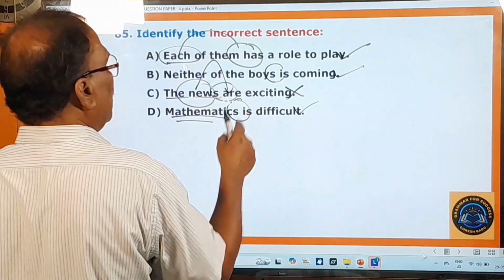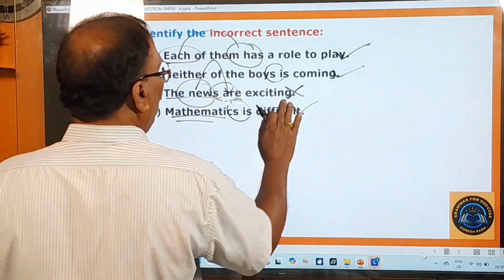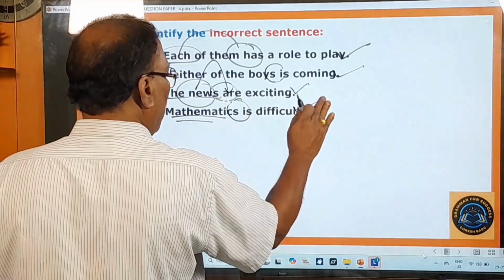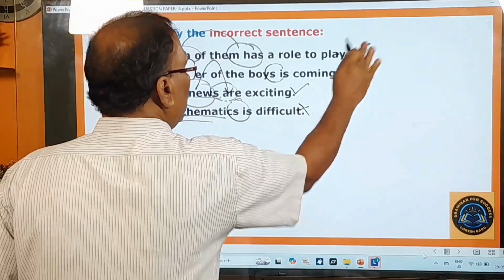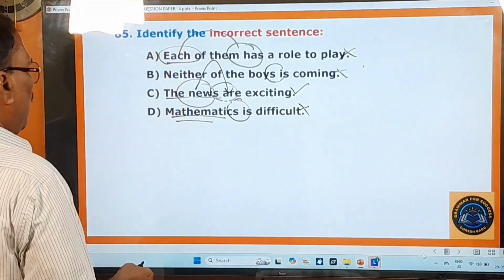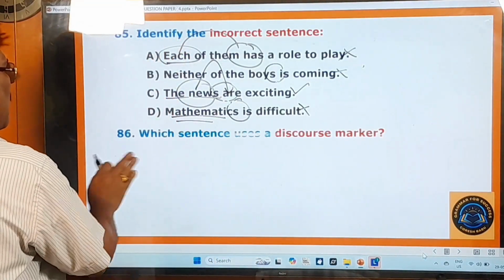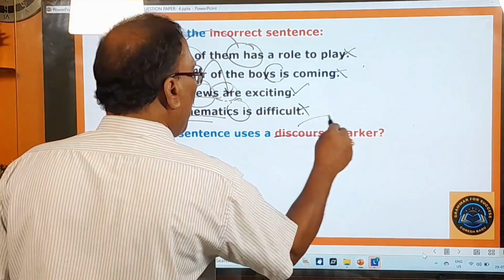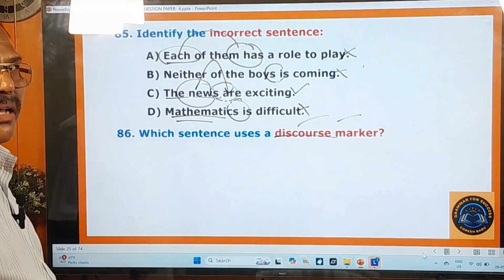This sentence is an incorrect sentence. Therefore this sentence is the only right option. All others are what? The wrong options. Okay, now you move on to the next question. 86th one. Which sentence uses a discourse marker? Discourse marker, you know very well.